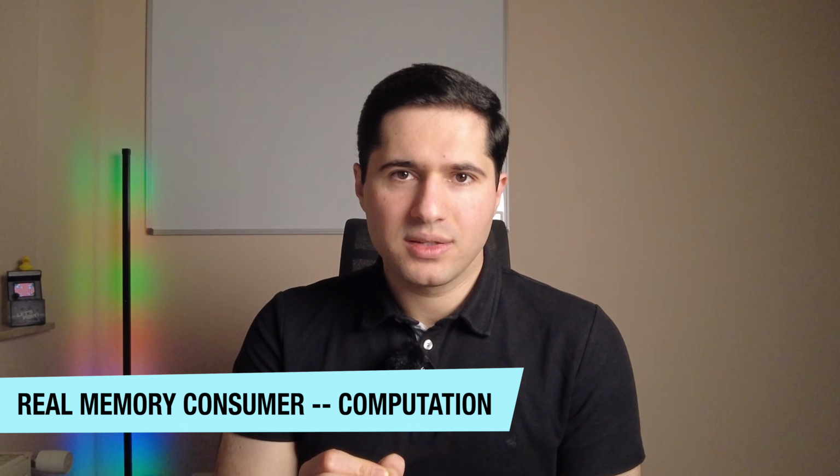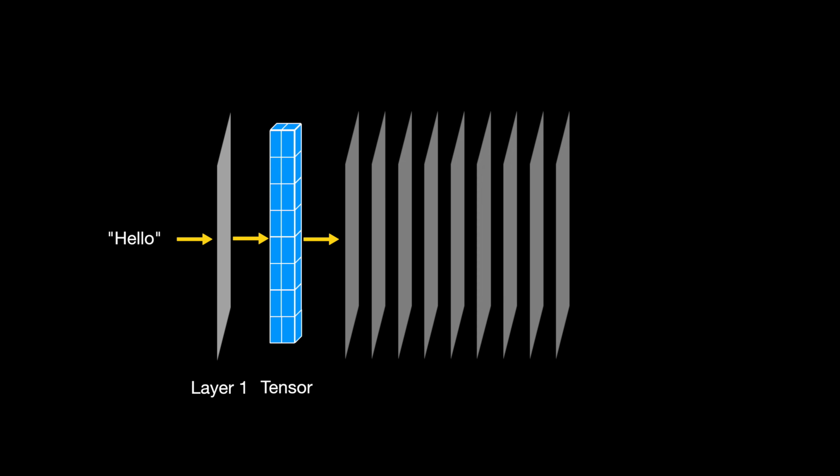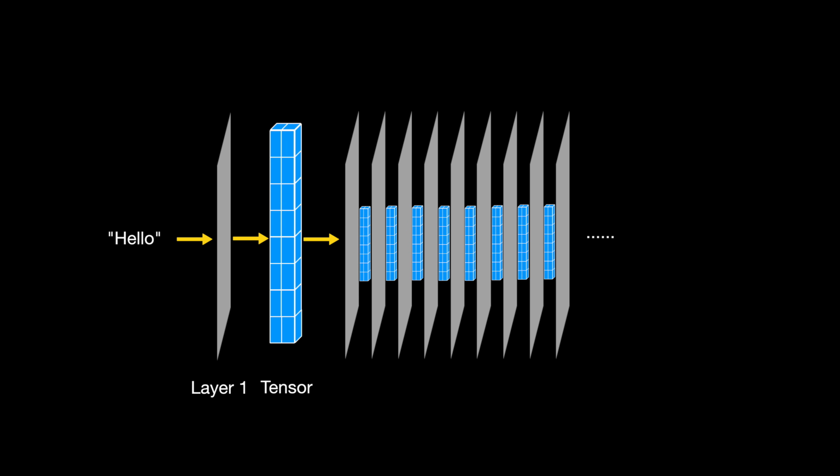And that something is invisible if you only think about parameters, because the real memory consumer appears during the computation. Imagine a single token entering a transformer model. Maybe the word hello. The token enters the first layer. That layer processes it, but it doesn't just produce a final answer. It produces a tensor, a multi-dimensional block of numbers representing the token's internal representation. This tensor is called an activation, and every layer in the model creates one. A transformer may have 40 layers, 80 layers, and sometimes even more, which means every token generates dozens of intermediate activations. But here's the critical detail.